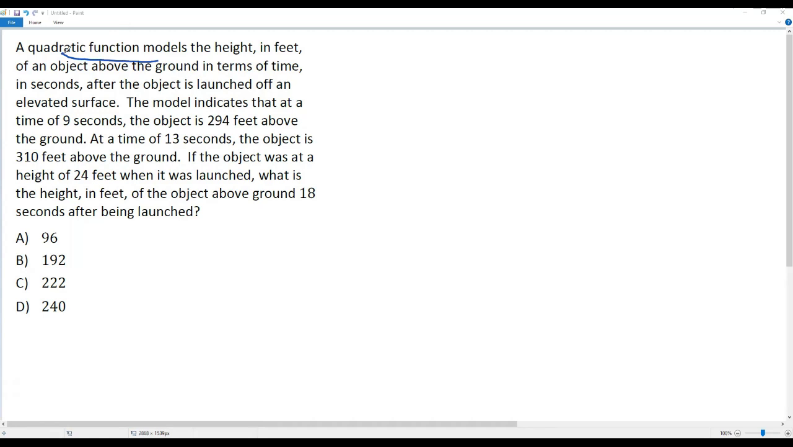Since a quadratic function models the height of the object, we can write the quadratic function in standard form, that is y = ax² + bx + c, for the given scenario. Here in this quadratic function, x represents the time in seconds and y represents the height of the object in feet. And there is information: the object was at a height of 24 feet when it was launched.